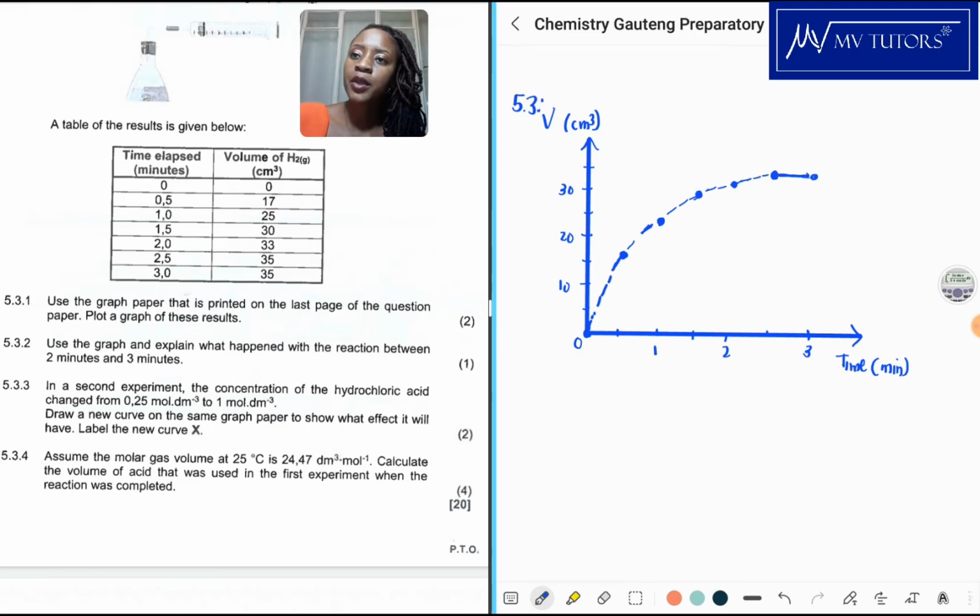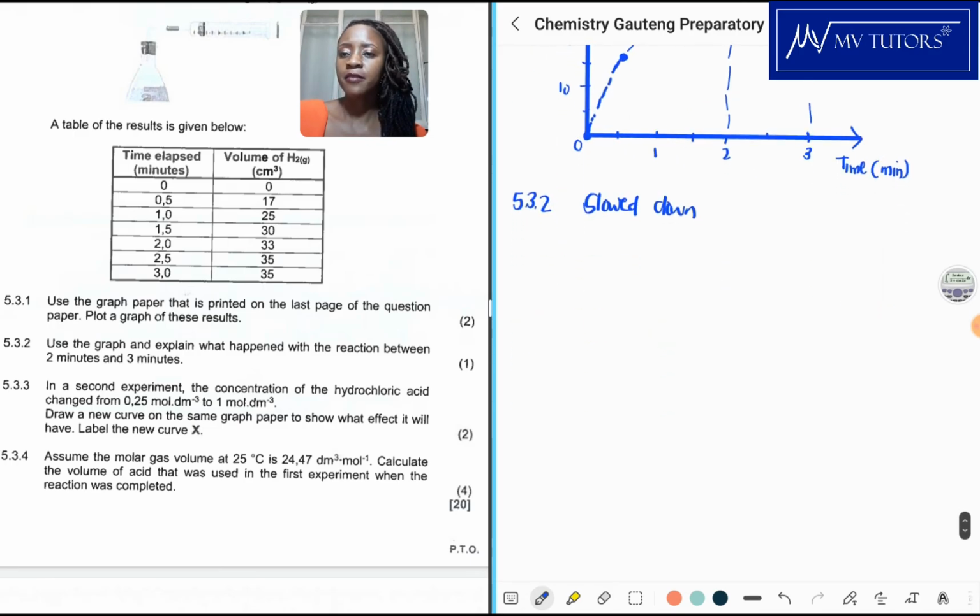Now for 5.3.2, it says use the graph and explain what happened with the reaction between 2 and 3 minutes. So if you look between 2 and 3 minutes, so it's at this point and at that point here, basically the reaction slowed down, right? It started off steep, which shows you how fast it's going, but the less steep it becomes, it means your reaction is slowing down. And between actually 2.5 and 3 minutes, it was done, it was complete, because we have a flat portion there. So for 1 mark, I would say the reaction slowed down.